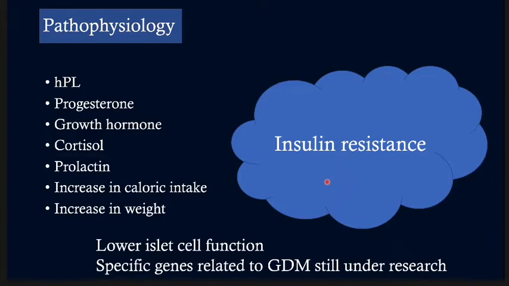So pathophysiology, again, we talk about insulin resistance, because of the pro-hormonal effect. We have human placental lactogen, progesterone, growth hormone, and others which are pro-diabetic, and we have a lower islet cell function. And there is some research coming out where more and more specific genes are related to the development of gestational diabetes, and this is still under research.